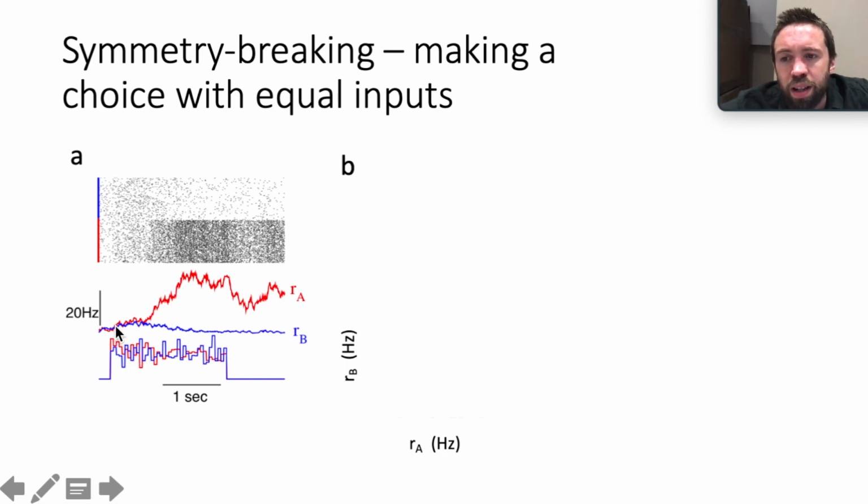And what we see here is the average firing rate of the two populations. And it seems to be very even over the first few hundred milliseconds. But after a while, activity of one of the populations starts to build up, and it seems to be maintained close to a high level of persistent activity.